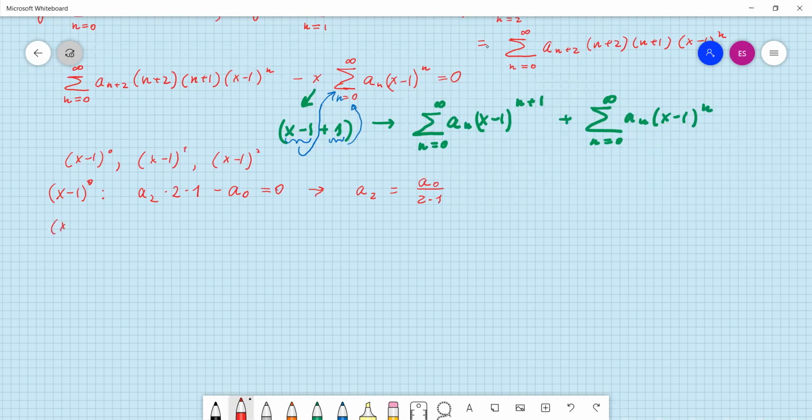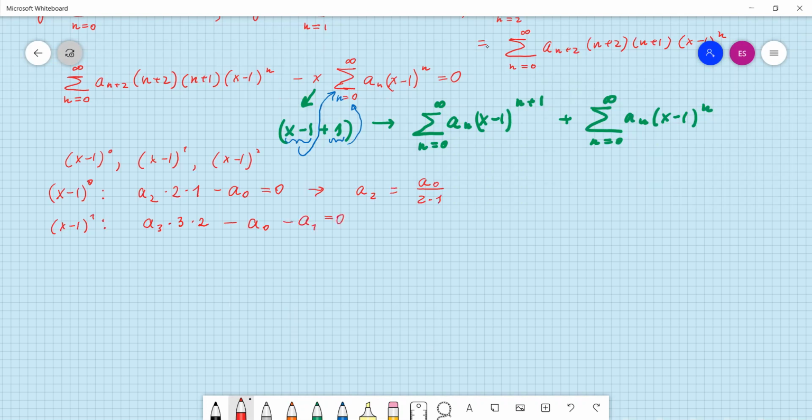Now, the first power, x minus 1 to the power of 1. Well, this one is going to give me a3 times 3 times 2, right? This one is going to produce 1. This one, actually, the green one, is going to produce 1, right? If you plug in 1 here, it's 1. If you plug in n equals 0 here, you are going to get the power of 1 here, so it's a0. And the last one, n equals 1, is going to produce minus a1.